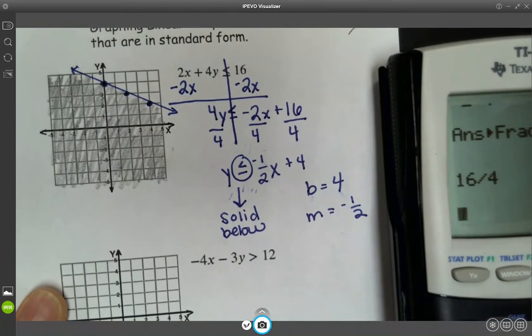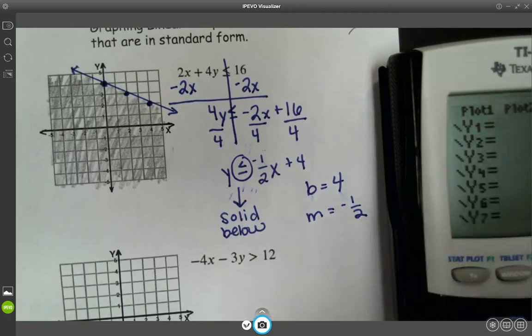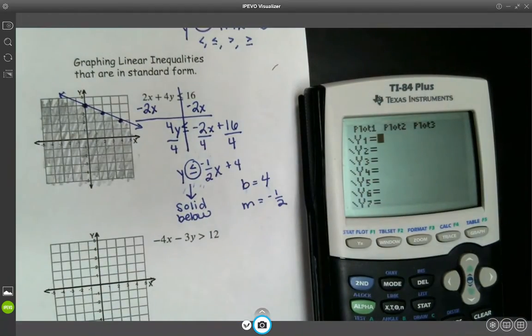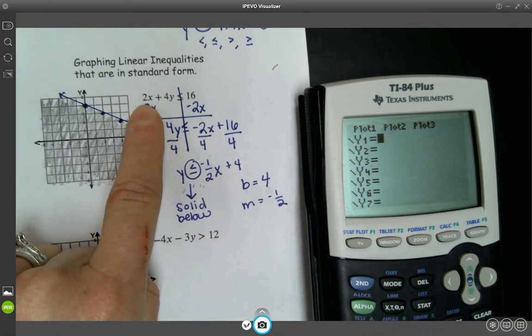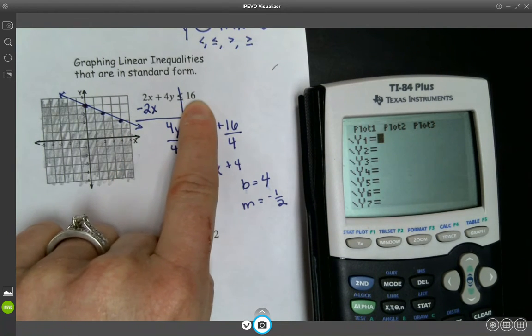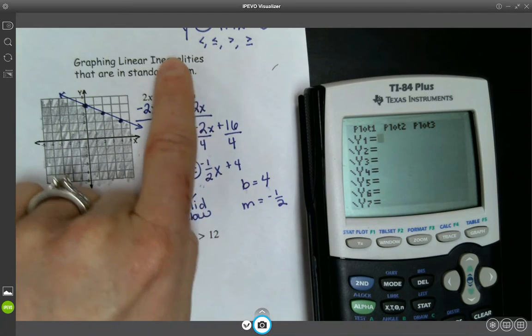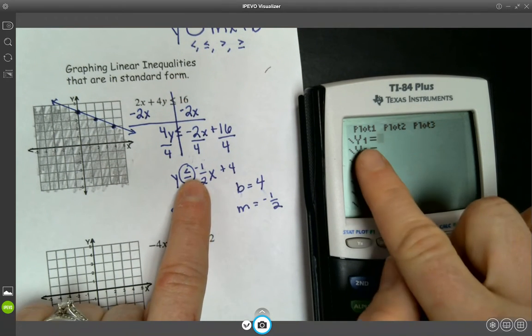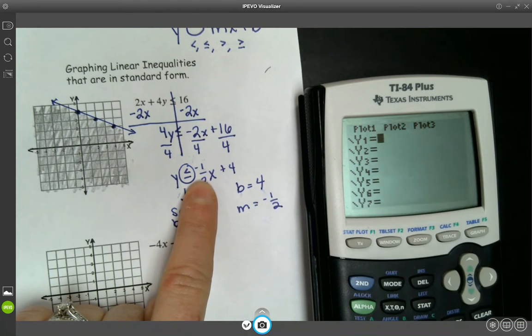I also want us to look at the calculator. So once you've shaded it, let's look at our calculator. So go to y equals. Everybody go to y equals. We can't put 2x plus 4y is less than or equal to 16 in the calculator. But we can put y, because it says y equals already, negative 1 over 2.